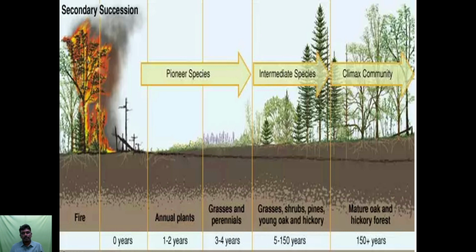This figure shows the secondary succession. Due to any factor, here they mentioned fire, that is forest fire, then annual plants, then at 0 year, then 1 to 2 years annual plants, then from 3 to 4 years grasses and perennials will grow, then 5 to 150 years grasses, shrubs, pines, young oak, then 150 plus years mature oak and forest.